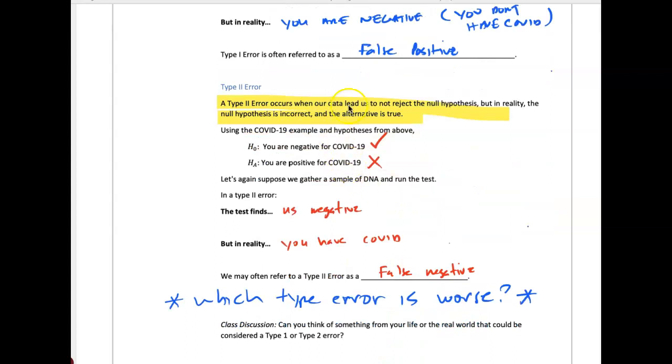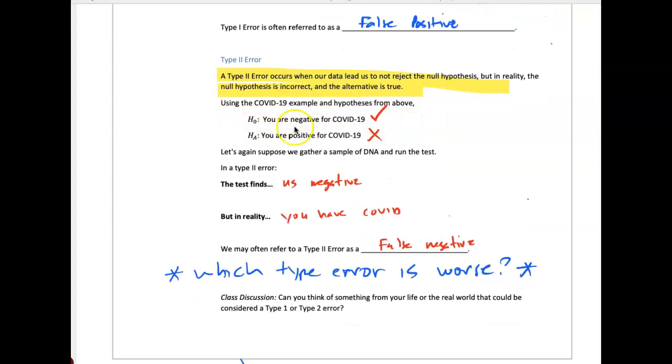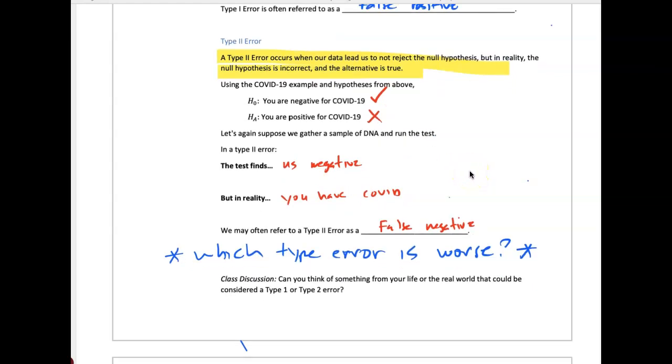Type 2 error, considering that same scenario, is when our data, the sample data, lead us to say do not reject the null hypothesis, but in reality, the null hypothesis is incorrect. The alternative is true. So we say you are negative. The test finds us negative, but in reality, you do have COVID. You're positive, a false negative.